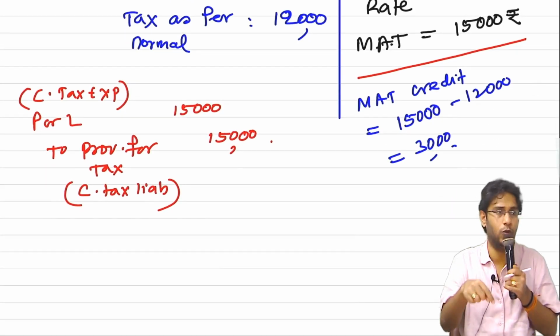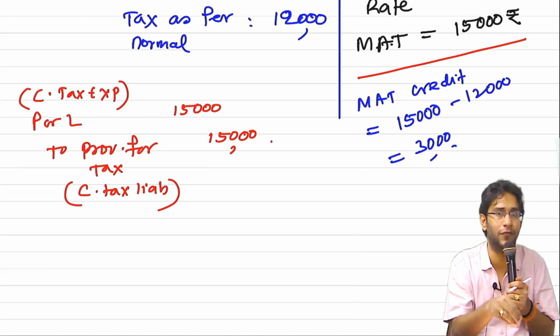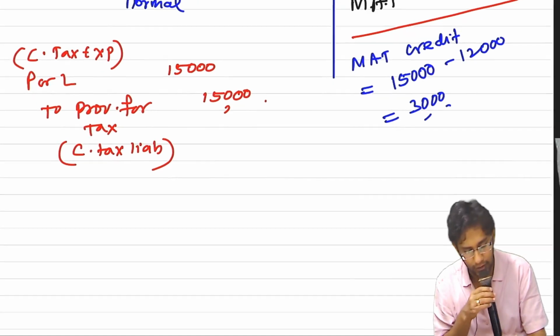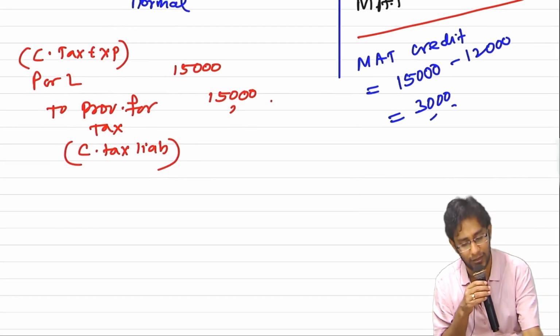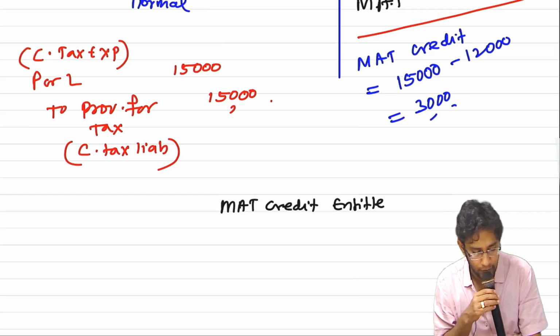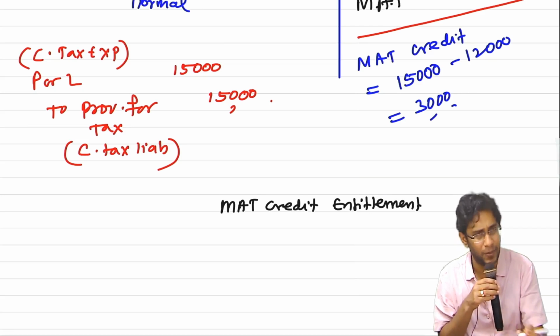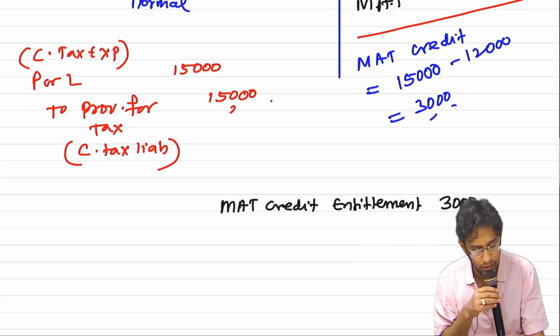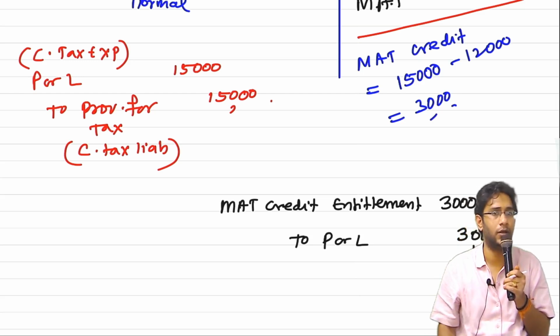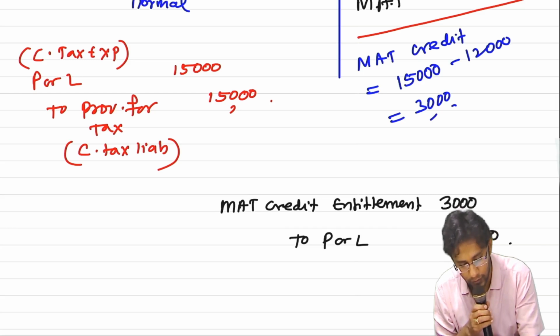But I know that even though I booked an expense of 15,000 now, 3,000 will come back to me on a future date. So one more entry you have to pass. What entry should we write? MAT credit entitlement. This is an asset because it's a kind of prepaid tax that we paid. 3,000 to PRL, because a separate asset you have to create. Am I clear here?